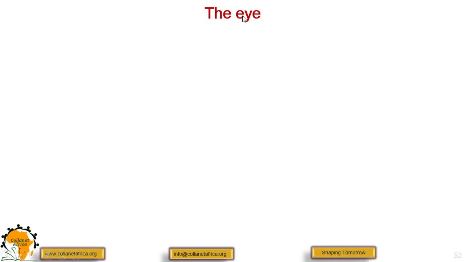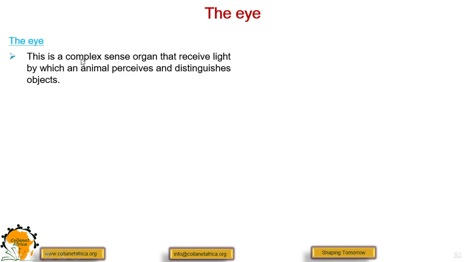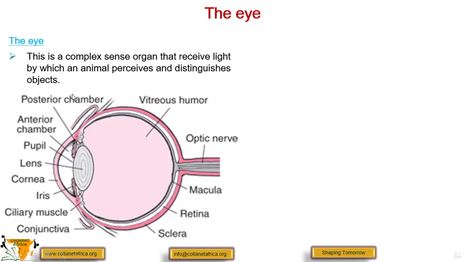I believe you are able to see these writings here on your screen with the help of your eyes. So it is good to also understand the structure and function of the eye. The eye is a complex sense organ that receives light, by which an animal receives and differentiates objects. That is the structure of an eye.